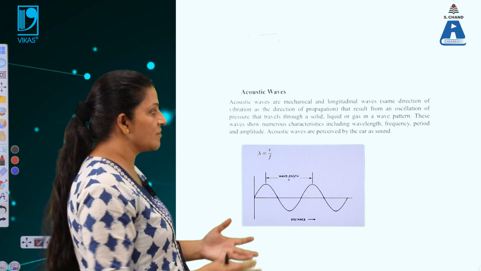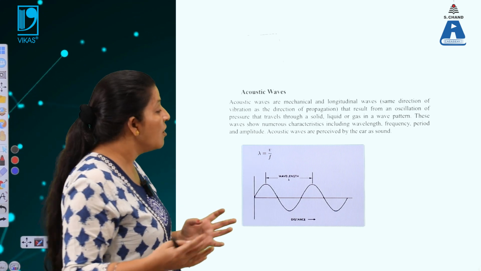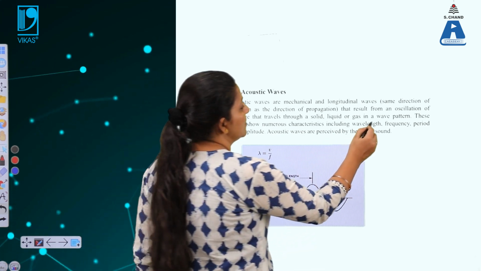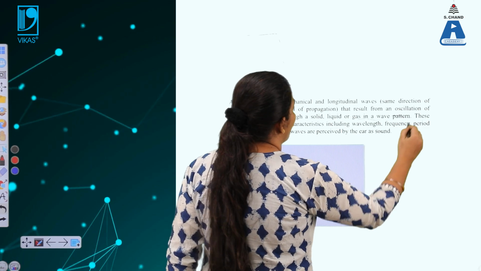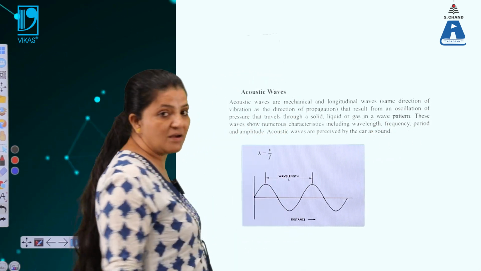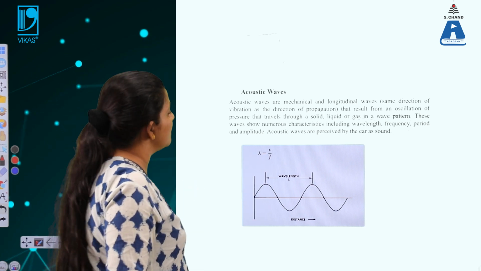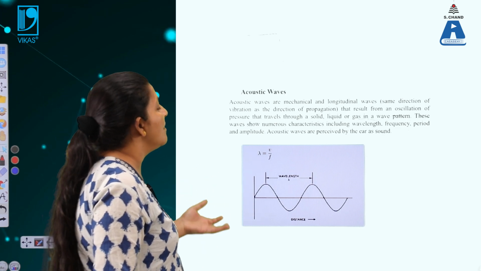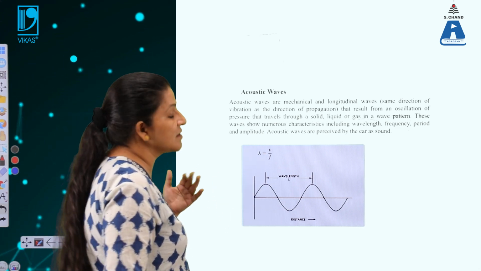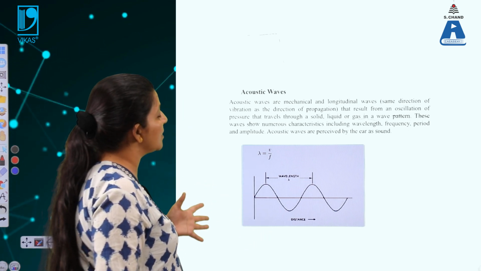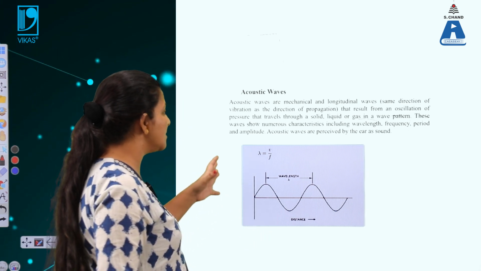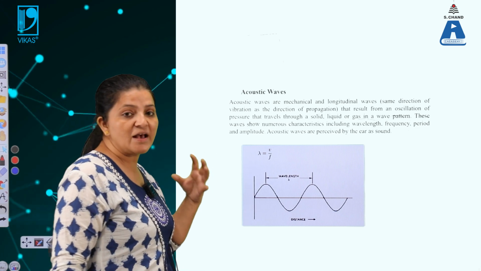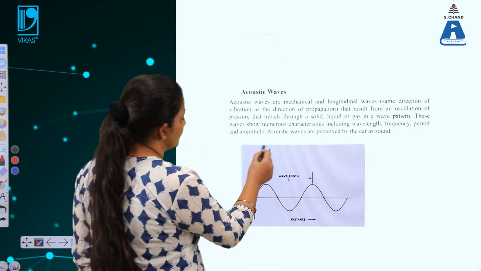Now, similar to the other waves associated with a moving particle, or the light waves, these waves have different characteristics which include wavelength, frequency, time period and amplitude. So depending upon these factors, these waves also have the same characteristics. Now these waves are also perceived by our ear as sound. So these waves are the same as sound waves.